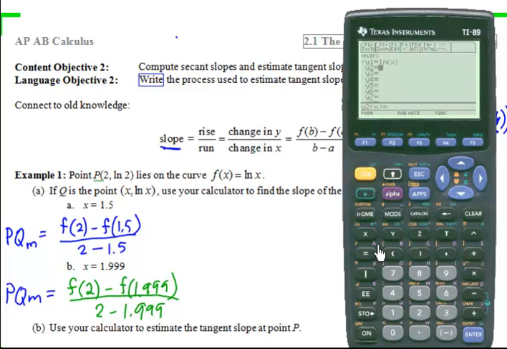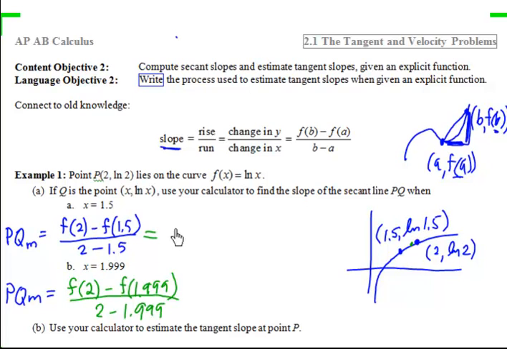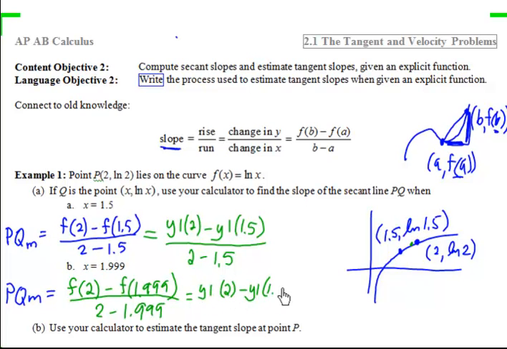What's really nice about the TI-89 is now that we have this stored in y1, anytime we type y1, we will be accessing this. So go to your home screen, and what we're going to want to do is enter y1 of 2 minus y1 of 1.5, and then we'll divide by 2 minus 1.5. Same thing here, we'll have y1 of 2 minus y1 of 1.999, and we will divide by 2 minus 1.999.